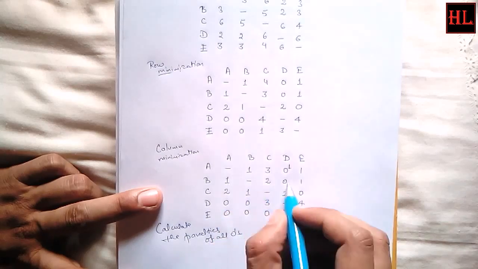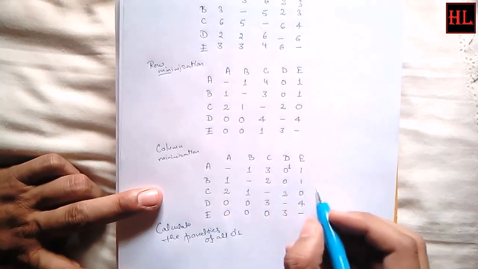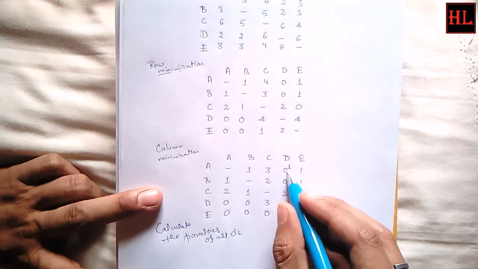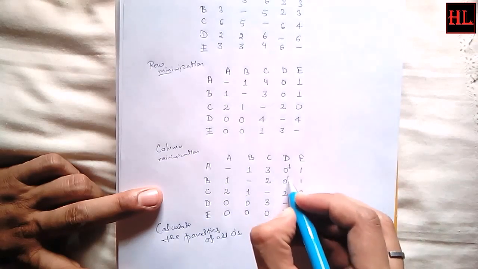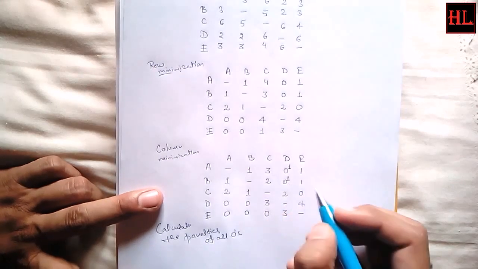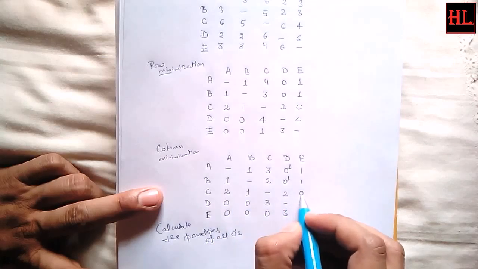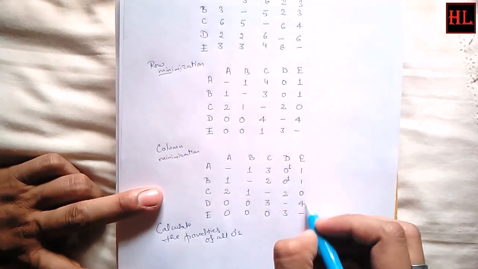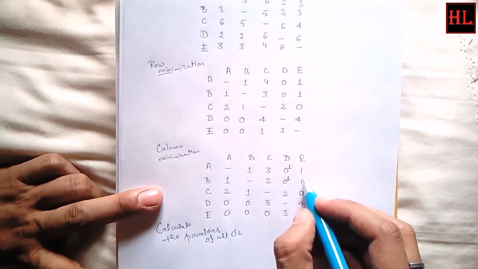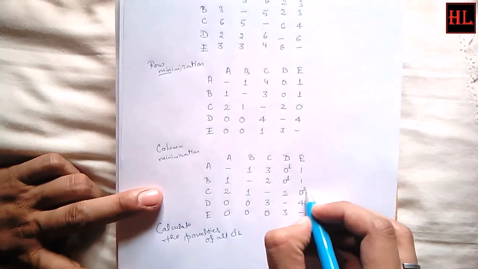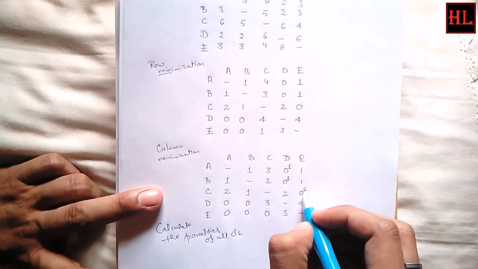For this 0 the minimum element in its row is 1 and the minimum element in its column is 0, so 0 plus 1 is 1, so the penalty associated with this 0 is 1. For this 0 the minimum element in its row is 1, the minimum element in its column is also 1, so 1 plus 1 is 2, so 2 is the penalty associated with this 0.